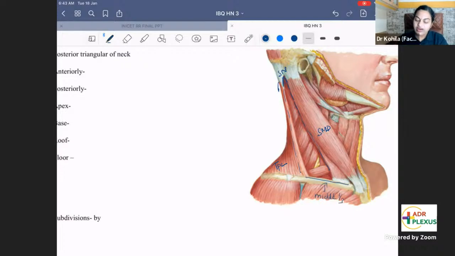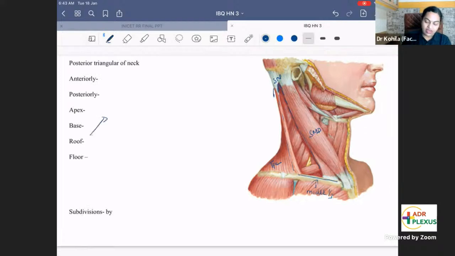Right? Can you identify what lies in the roof of the triangle? Skin, superficial fascia, platysma, investing layer of the deep cervical fascia. The roof in the lower part will be pierced by the external jugular vein.